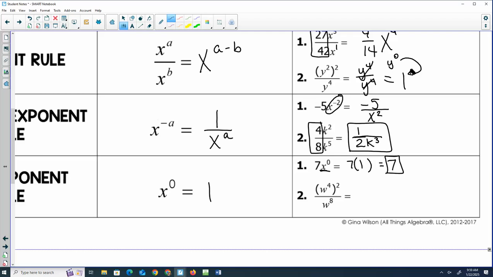Alright, number 2. What would you do first? Multiply, so that becomes w to the 8th divided by w to the 8th. So 2 ways to do it. We could think of it just like we talked about on number 2. If you have the same thing on top and bottom, what's anything divided by itself? 1. Or if you subtracted exponents, you get w to the 0 power, which I've now told you is 1. So either way you think about it, we get to the same final answer.